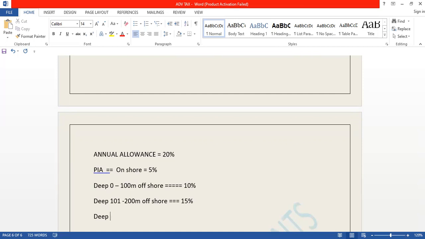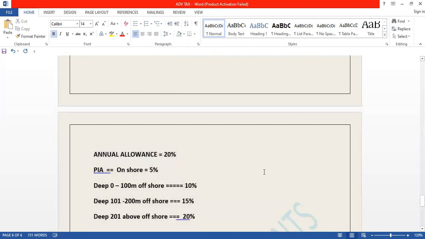Then from 201 deep and above, offshore, we are going to make use of 20%. Are we getting that now? I believe this one will help now.